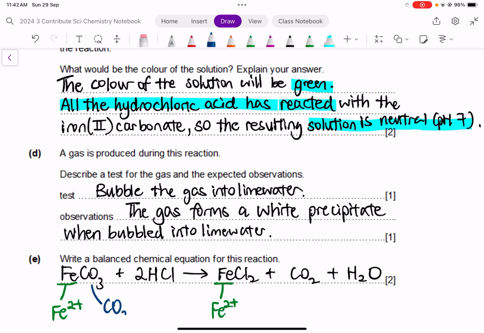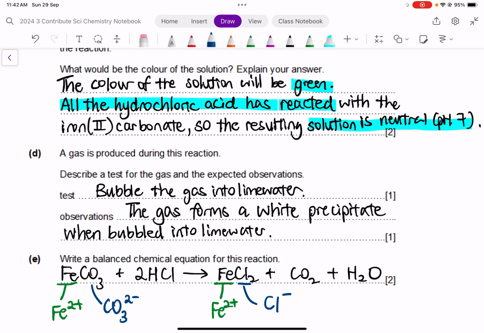Carbonate is CO3 2 minus. Chloride, chlorine is from group 17. It has 7 valence electrons. It will gain 1 more, so it forms Cl minus. So you can see the formula is written as such.